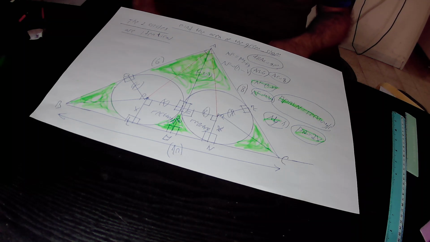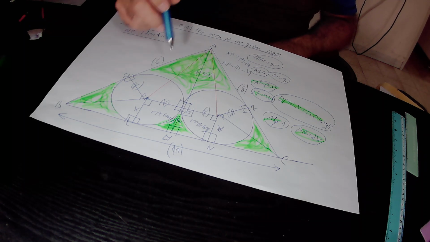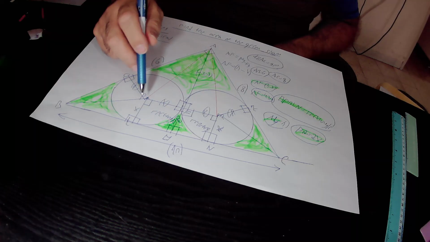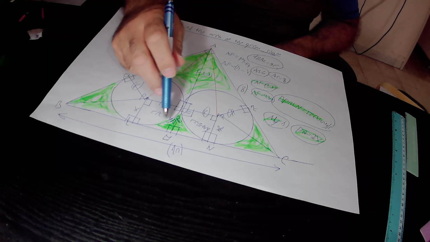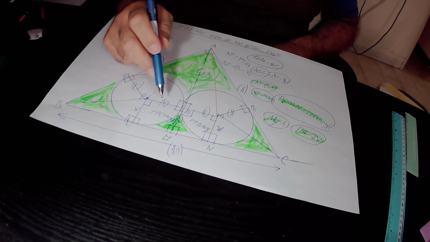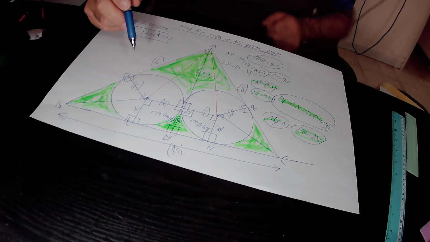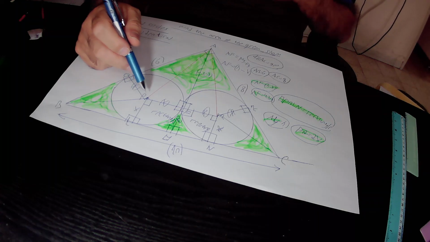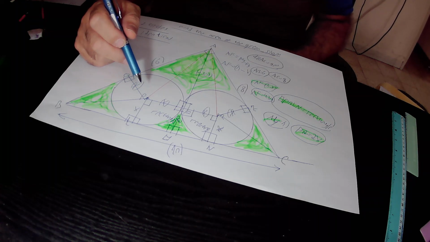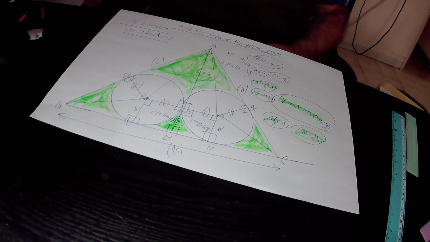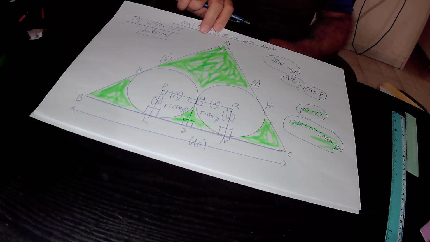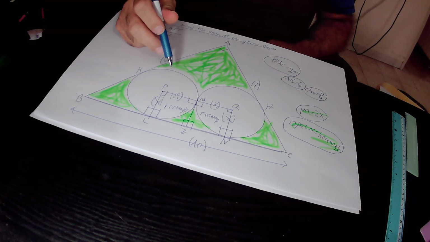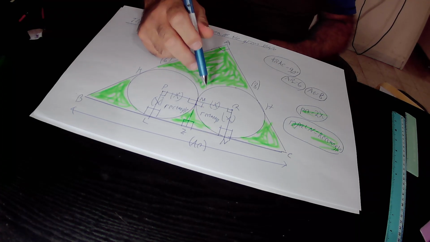So in total, in quadrangle PFYL, we have 1, 2, 3 right angles. This is quadrilateral PMZL.